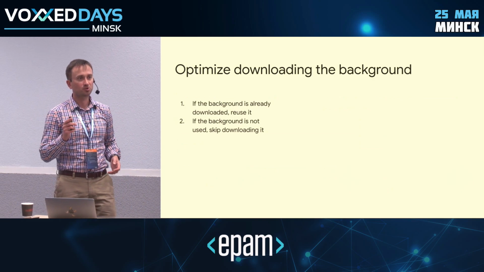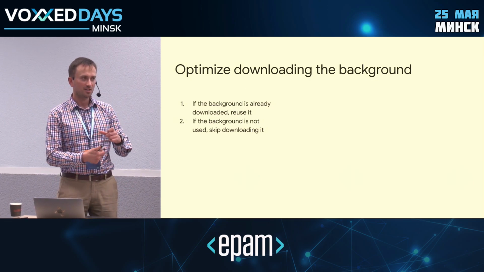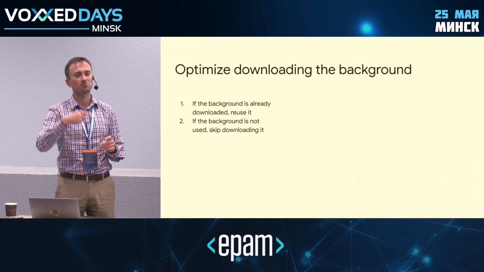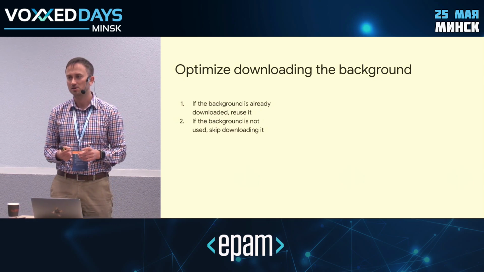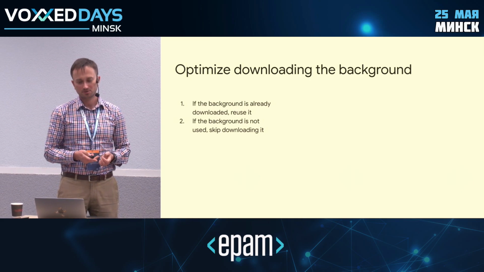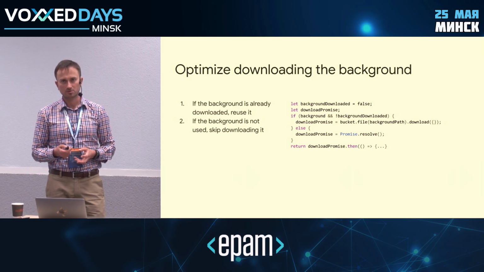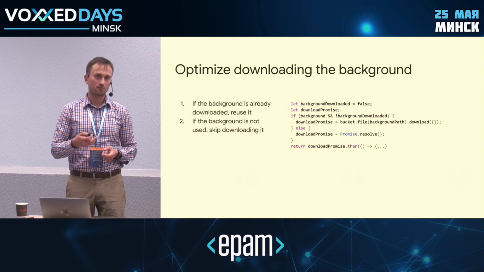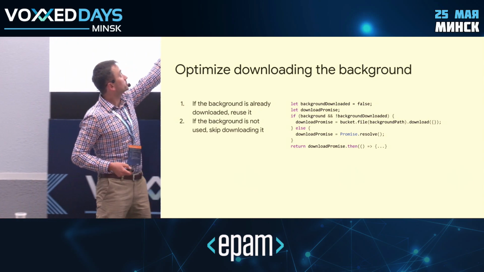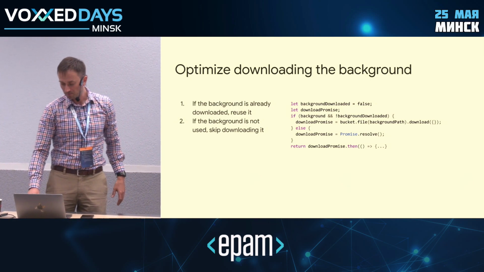The next optimization would be to optimize downloading of the background image. As you know, instances live long, so once you download something, you don't have to download it on the next invocation because it's already there. And also, some users don't really want the background. So we'll check if the user wants a background, and if maybe we already have it, and only if not, we will download the file. Otherwise, we'll skip it.